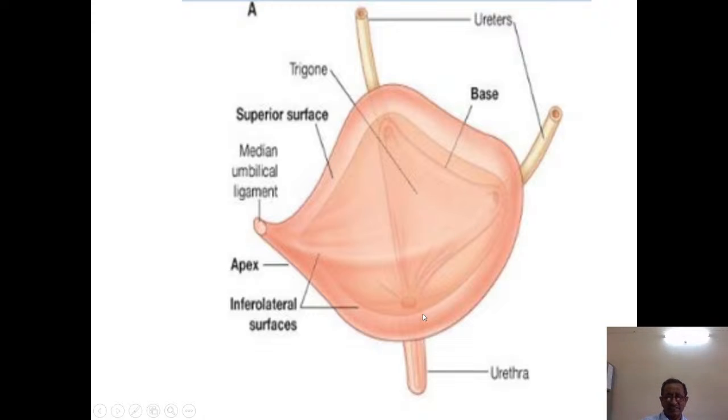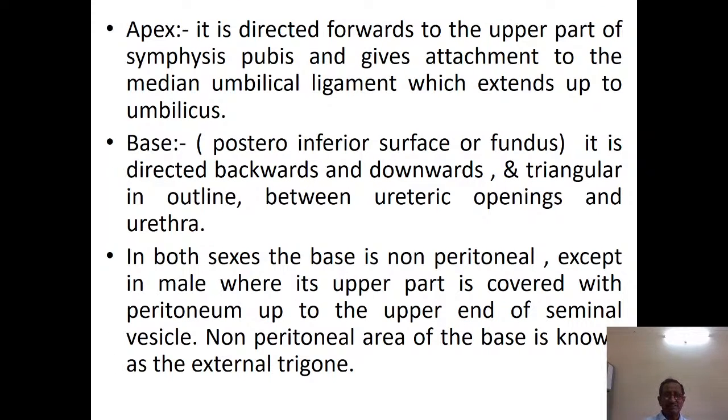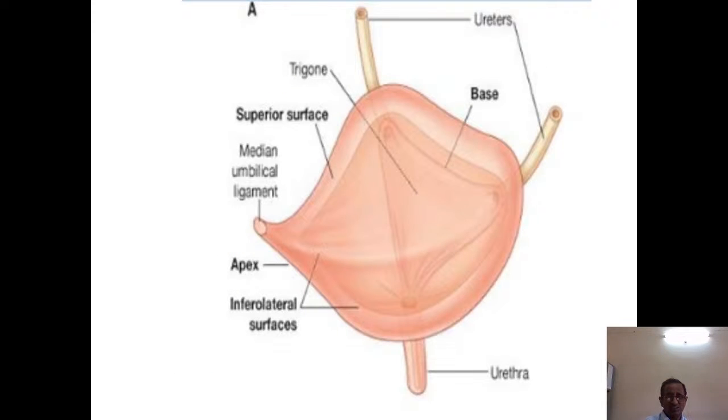On the other side also it will be like this only. So apex, this one is the lateral angle, and then base. So that is the lateral surface. So it has a superior surface, a base, and two lateral surfaces. Now apex is directed forward to the upper part of the symphysis pubis and gives attachment to the median umbilical ligament which extends up to the umbilicus.